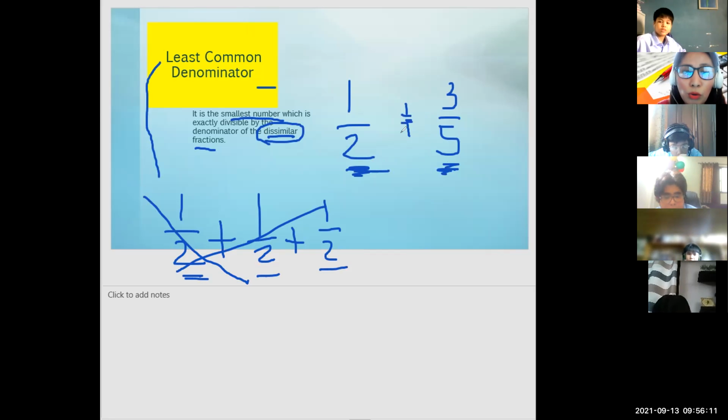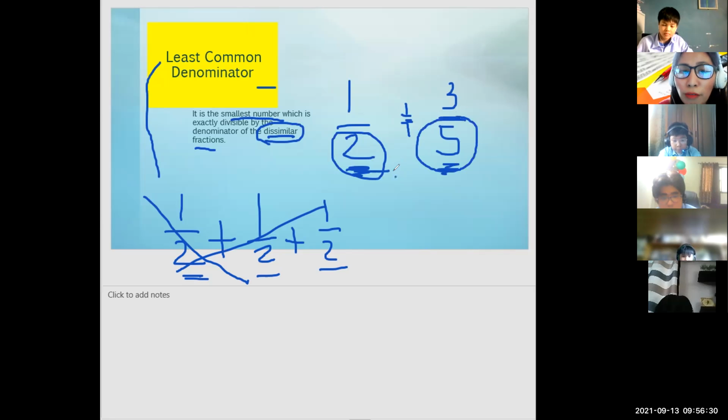So what is the least common denominator? They're the smallest common numbers. Let's say, saan sila magmi-meet na number? Yung 2 and 5. The least common denominator of 2 and 5 is 10. It's their common number.